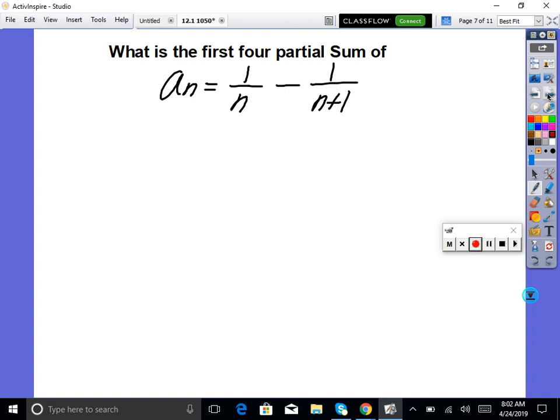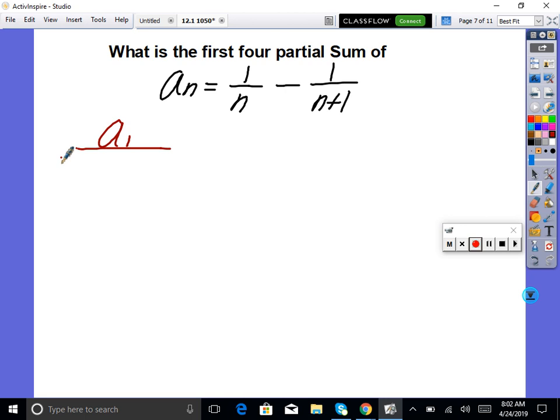Okay, so let's read this. We're actually almost done with the lesson. It says, what is the first 4 partial sums? So in this one, we're going to want to go through real quick. That's a formula that gives us terms. We're going to want to go through and actually calculate. So let's find a sub 1. What do I do? Plug in 1.